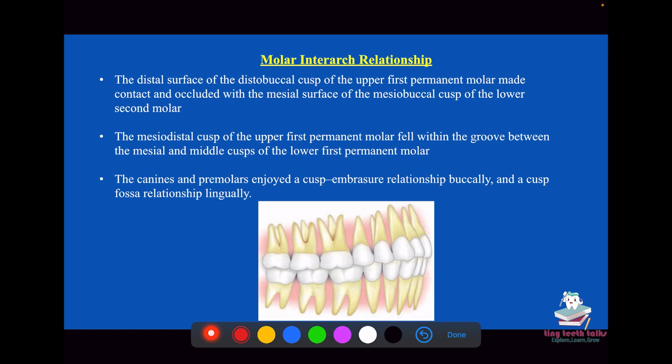First is molar interarch relationship. The distal surface of the distobuccal cusp of the upper first permanent molar makes contact and occludes with the mesial surface of the mesiobuccal cusp of the lower second molar, and the mesiobuccal cusp of the upper first permanent molar falls within the groove between the mesial and the middle cusp of the lower first permanent molar. The canine and premolars enjoy a cusp-embrasure relationship buccally and a cusp-fossa relationship lingually.